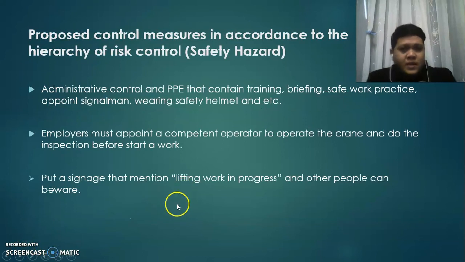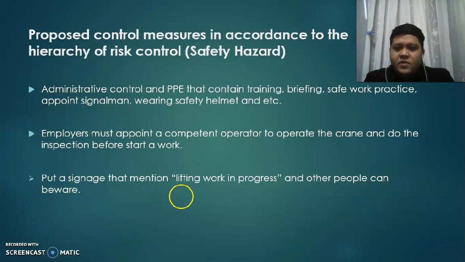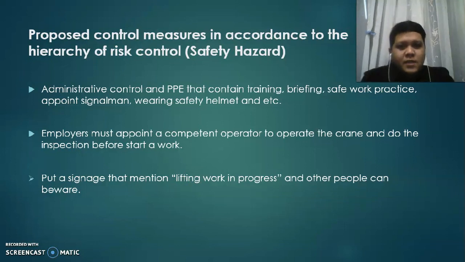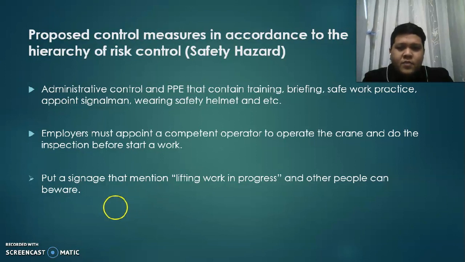So for the control measures in accordance to the hierarchy of risk control for safety hazard, the first one is administrative control and PPE, which contain training, briefing, safe work practice, appointing a signalman, wearing a safety helmet and many more. Next, employers must appoint a competent operator to operate the crane and do the inspection before the start of work. The last one is to put a signage that mentions lifting work in progress so other people can beware.